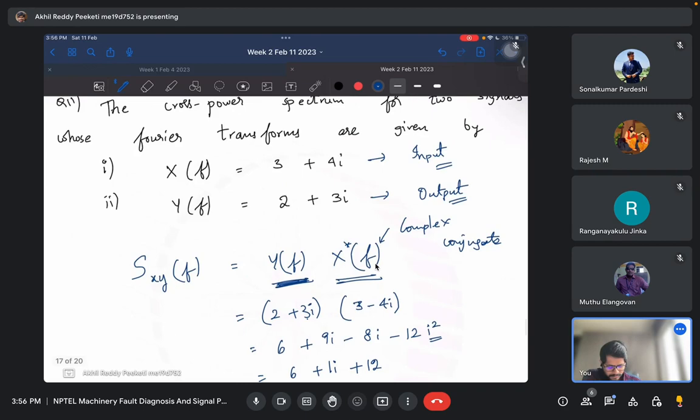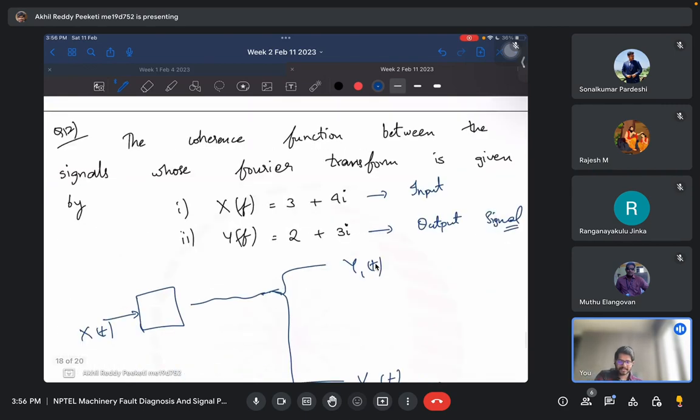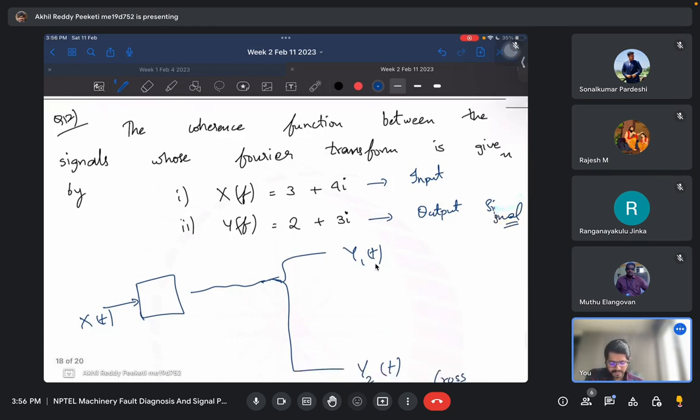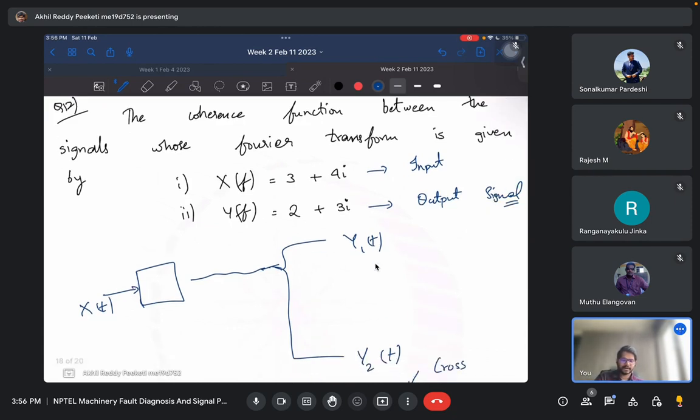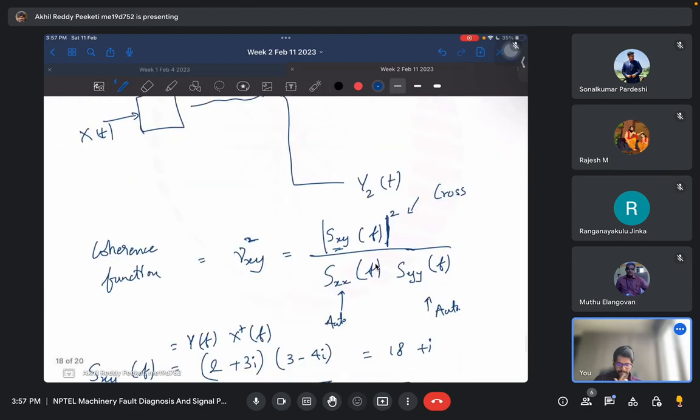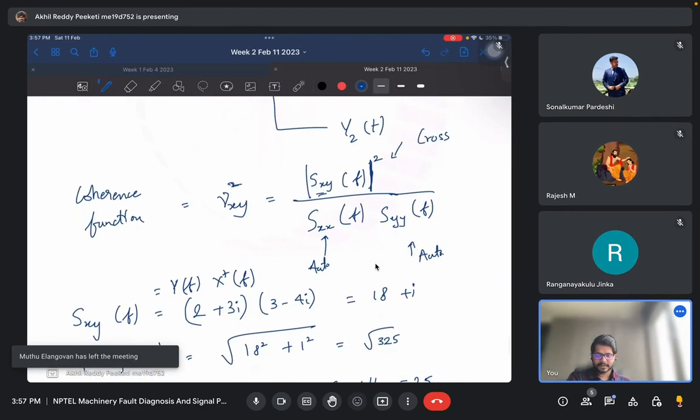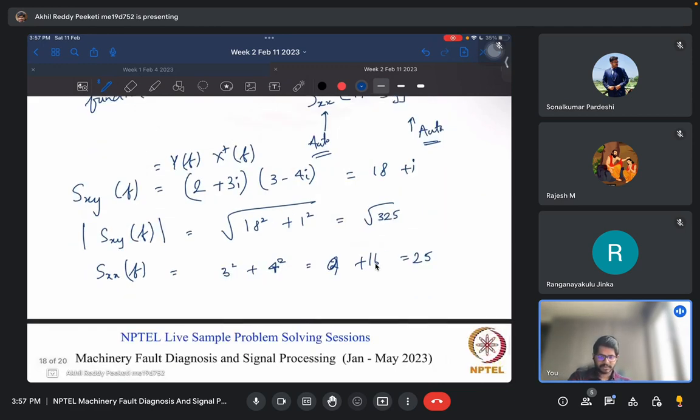Now there is one more thing called the coherence function. The coherence function tells you how two signals are correlated to each other. If you have very high coherence, that means the two signals are very well correlated, and very low coherence means the signals are not related at all. You can estimate the coherence function from the cross power spectrum and the auto power spectrum using this formula, and we also estimated it for one signal.